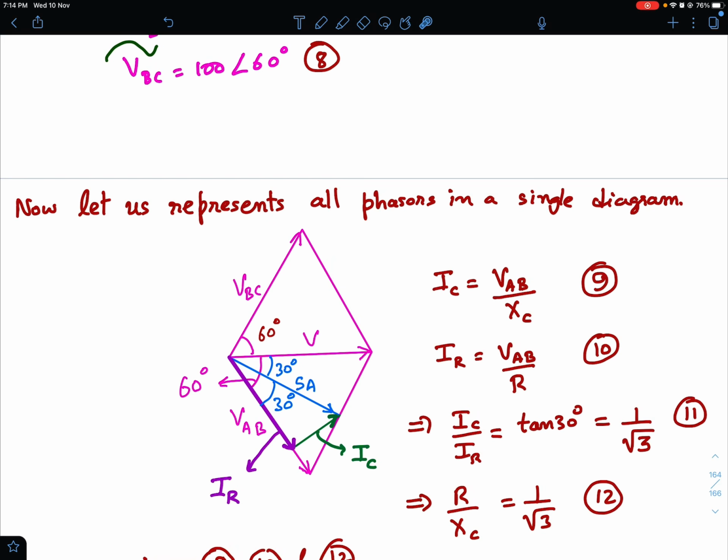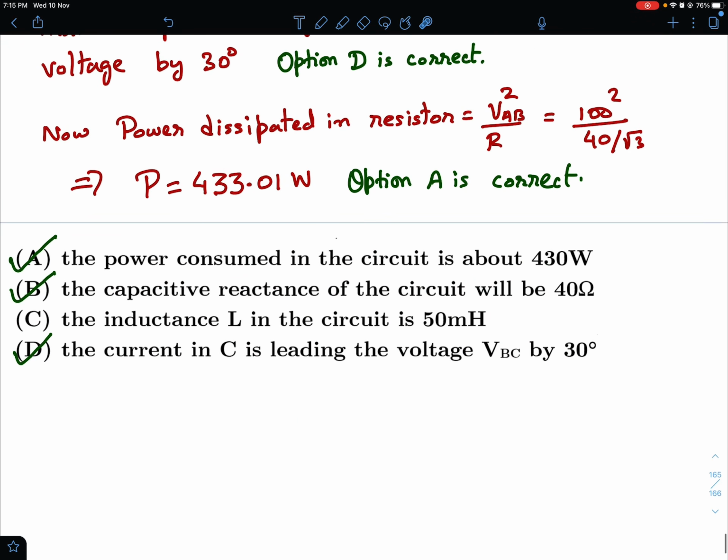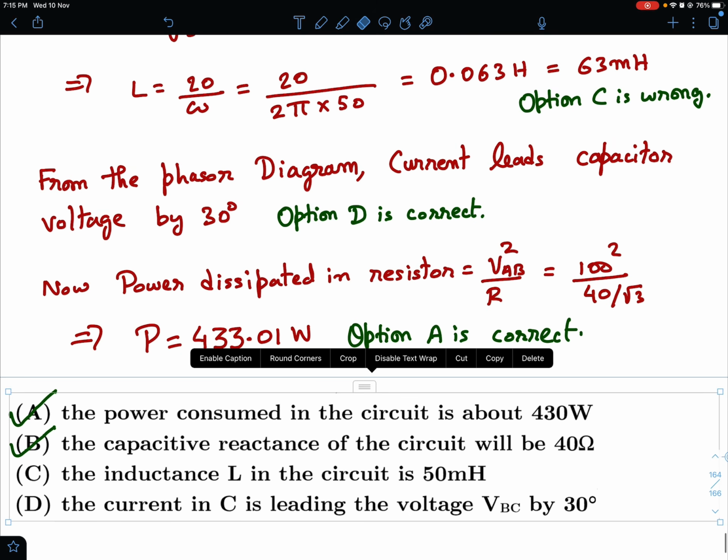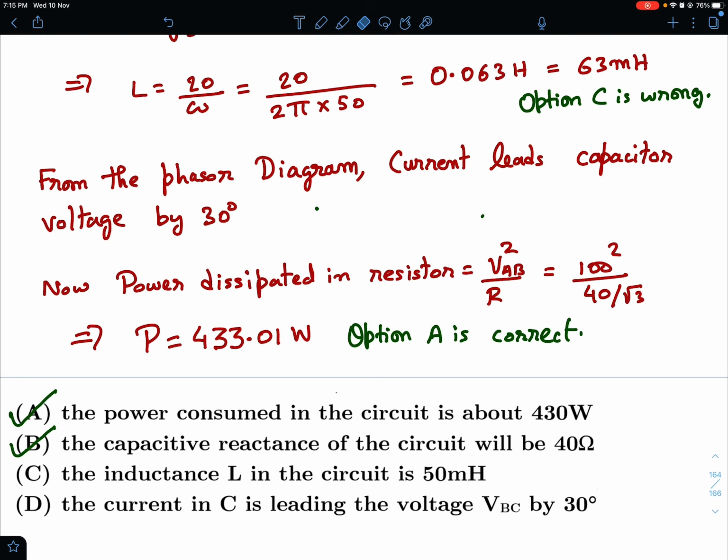Anyway, this doesn't seem to be leading. See, this is 90 degree to this, so it is actually lagging behind. So current in the capacitor is actually lagging behind the voltage phasor, right? Because if you draw perpendicular to this, the whole angle is your 120 degree, and if you draw perpendicular, this becomes 30 degree. So capacitor current is actually 30 degree behind voltage BC, but it says that it is leading the voltage BC. So I mistakenly put a tick mark over here. So option D is not correct.